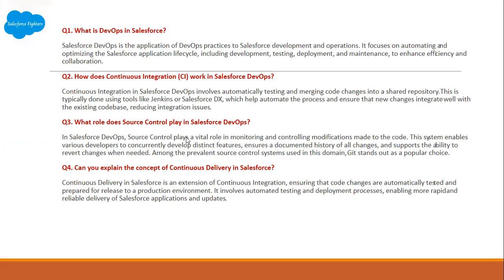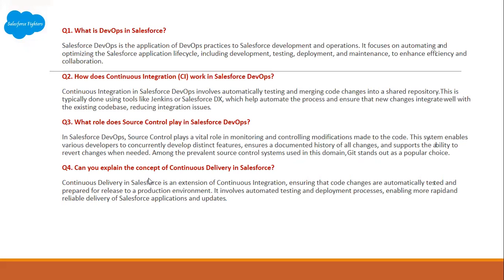Next question. What role does source control play in Salesforce DevOps? In Salesforce DevOps, source control plays a vital role in monitoring and controlling modifications made to the code. This system enables various developers to work on features concurrently, ensures that there is a documented history of all changes, and supports the ability to revert changes when needed. Among the prevalent source control systems used in the domain, Git stands out as a popular choice.